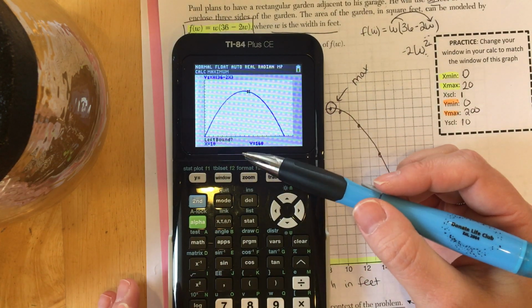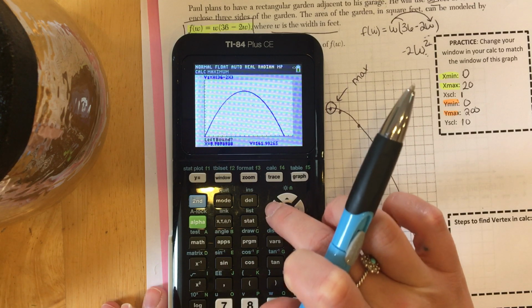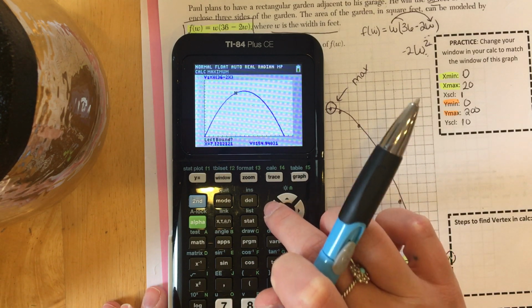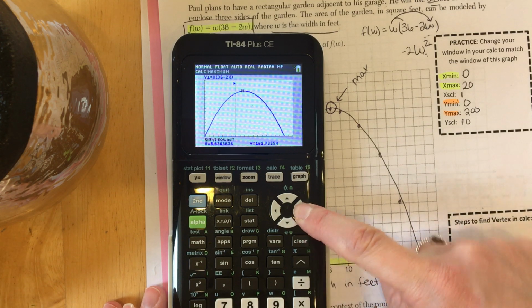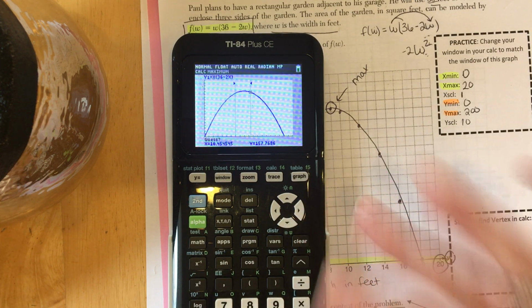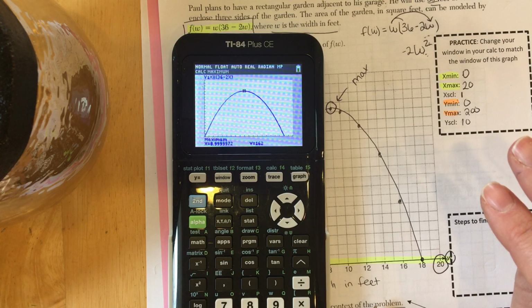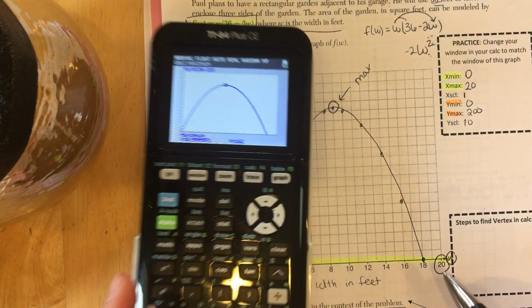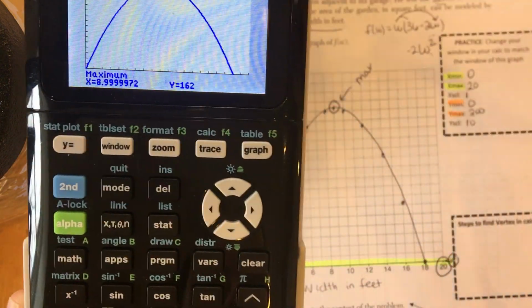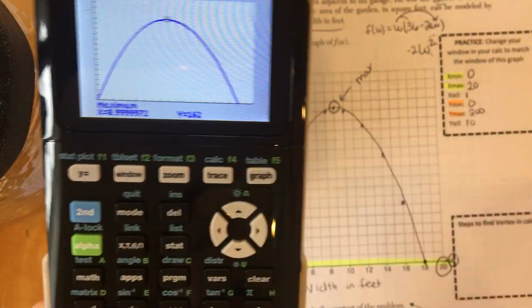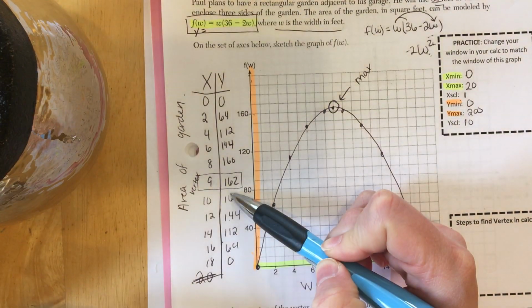It says left bound, you have to scroll using the left and right arrows, scroll a little to the left of the vertex, enter. Scroll right now of the vertex, hit enter, and then just hit enter again, don't guess. And sometimes it gives you this number that's like super close, it's 9, okay? You always just round that. So it's 9, 162, which is what we already knew.